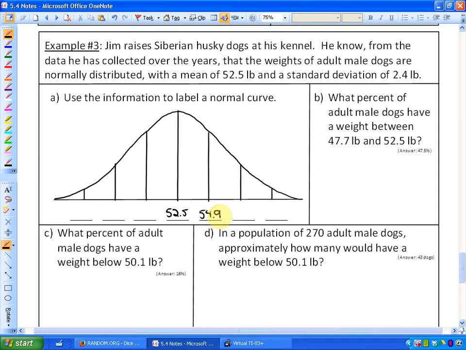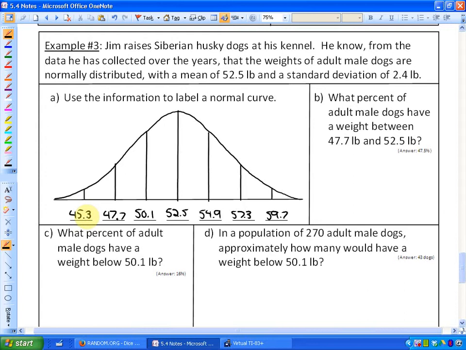So I'm adding 2.4. If I add another 2.4, I'll have 57.3, and another 2.4, I'll have 59.7. And if I go down by 2.4 is 50.1, 47.7, and finally 45.3. So that's how I've labeled the normal distribution curve based on these dogs.